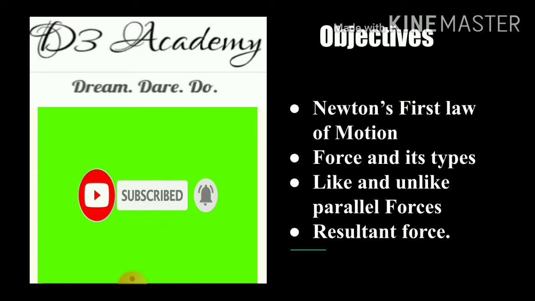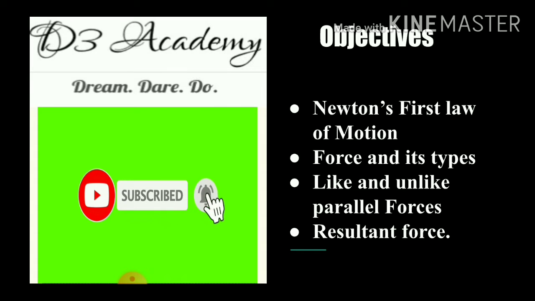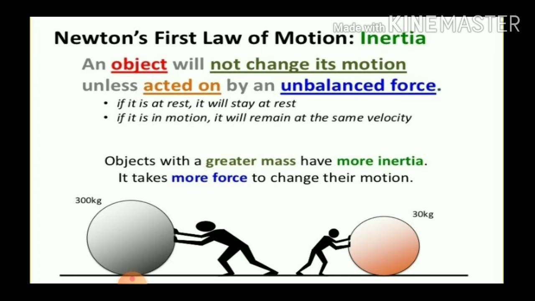Today's objectives are Newton's first law of motion, force and its types, like and unlike parallel forces, and resultant force. What is Newton's first law of motion? We have seen it in the last class, that is inertia. What is inertia? An object will not change its motion unless acted on by an unbalanced force.